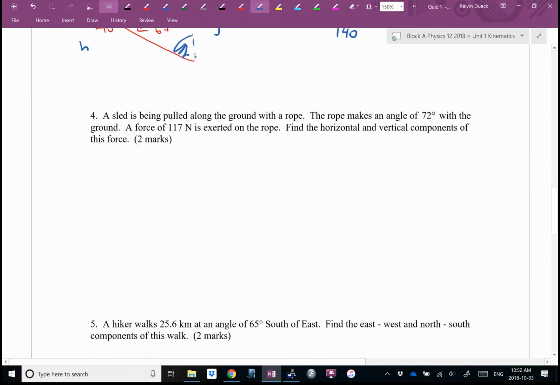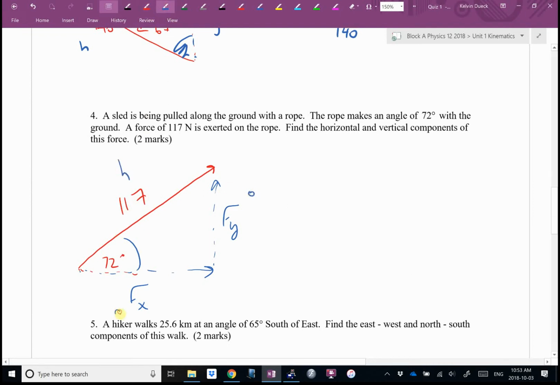A sled is being pulled along the ground with the rope. I think if you pull a sled with the rope, typically the rope is up at a bit of an angle. Oh, 72 degrees, it says, with the ground or with the horizontal is often how we'll phrase that. Find the components. So I'm going to have Fx, Fy, and this is 117 newtons.